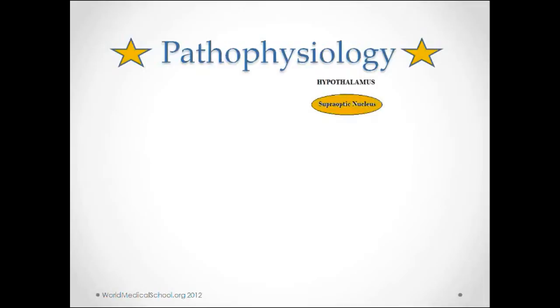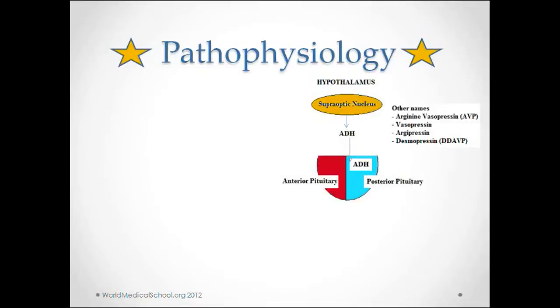ADH is made by the supraoptic nucleus present in the hypothalamus. It is stored in the posterior pituitary gland along with oxytocin. ADH is commonly known as arginine vasopressin or AVP, vasopressin, argipressin, desmopressin, or DDAVP. The stimulus of ADH is low volume or an increased osmolarity. It is also secreted in response to stress.